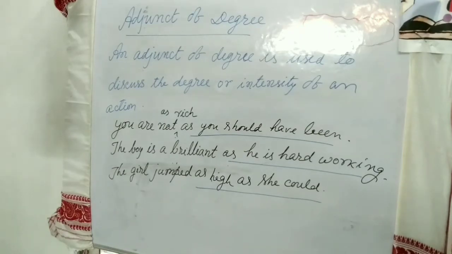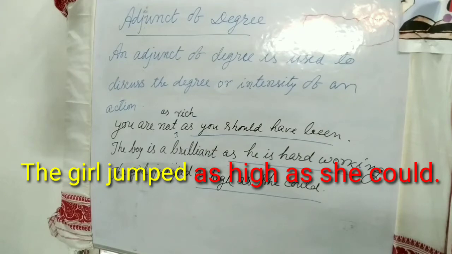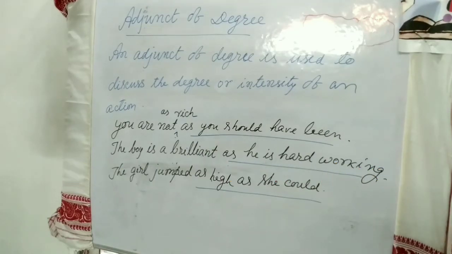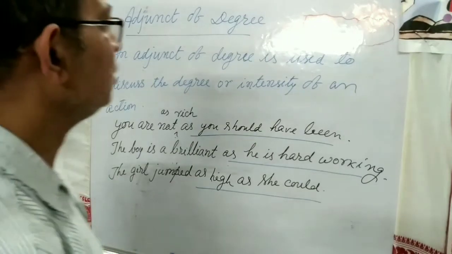Similarly, the girl jumped as high as she could. Here also we talk about the intensity of her action. So, students, you will get different types of adjuncts. We mentioned some of them. I hope you will benefit from this type of video.